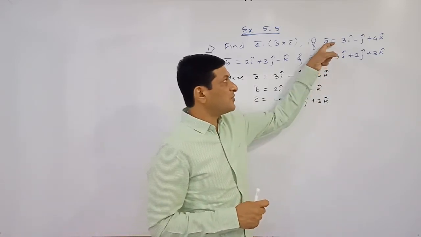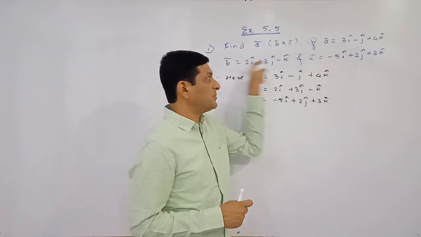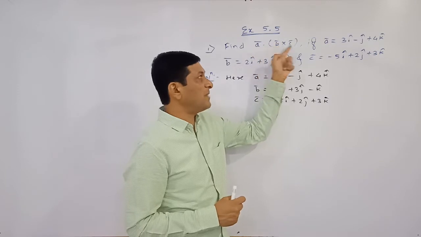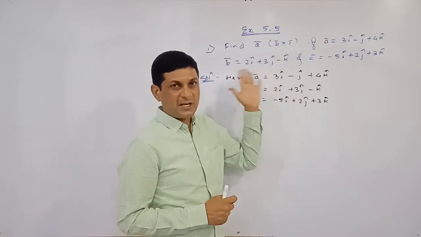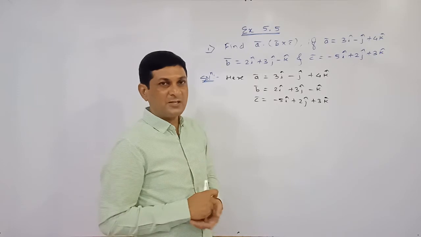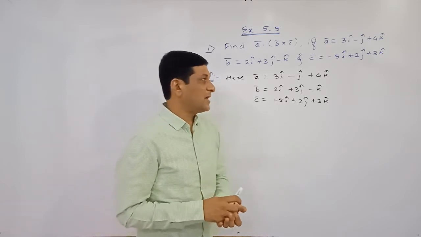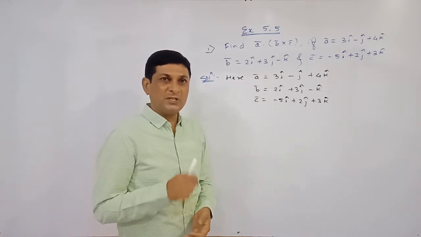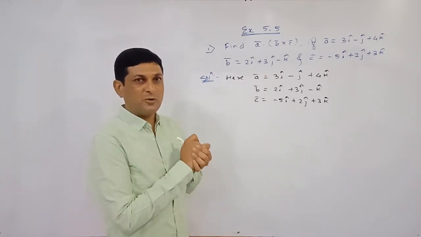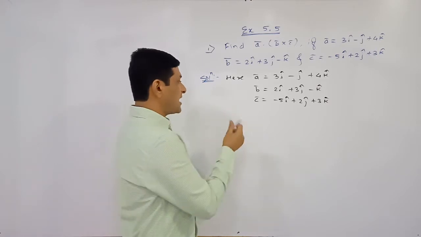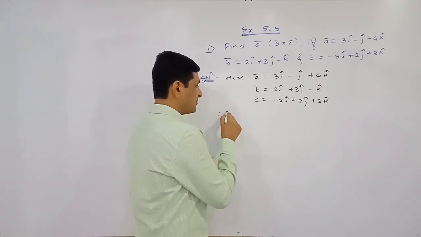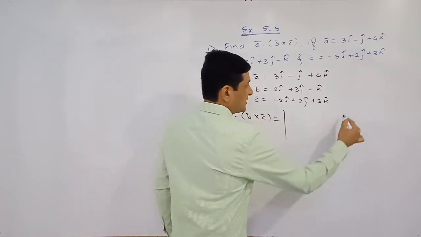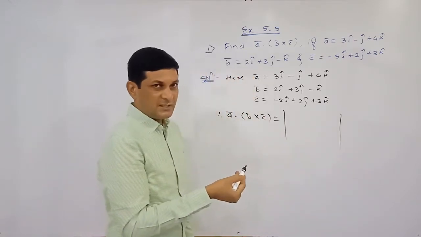In example number one, three vectors are given to us, a bar, b bar and c bar, and the question is to find the value of a bar dot b bar cross c bar. So already we have seen that a bar dot b bar cross c bar is called the scalar triple product. And if the vectors are represented in Cartesian form, then using a determinant we are able to find the value of this scalar triple product. So a bar dot b bar cross c bar is equal to, we are finding the value using a determinant.